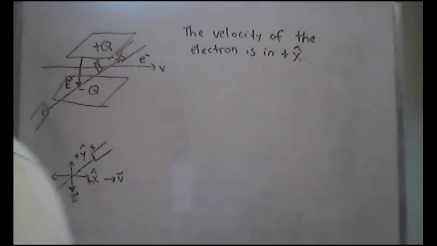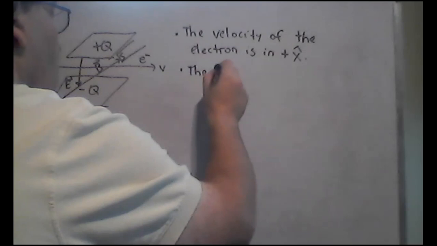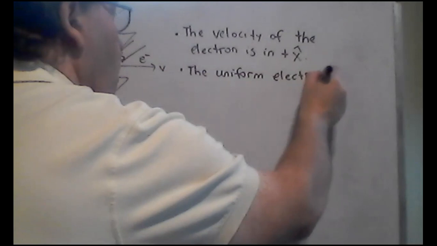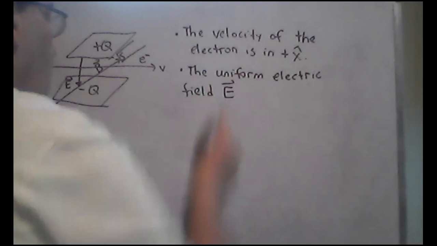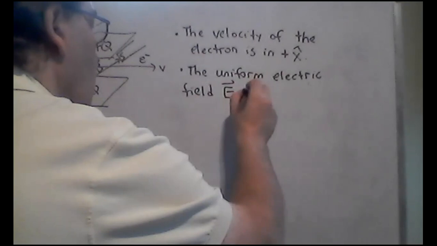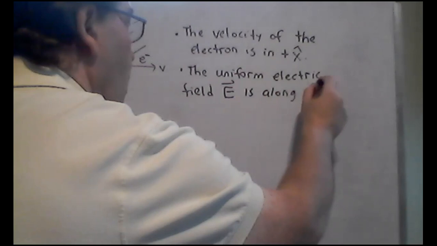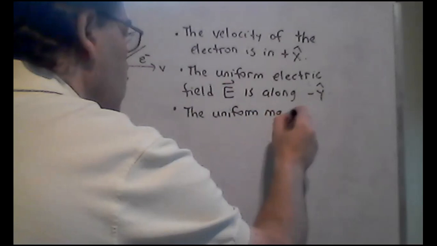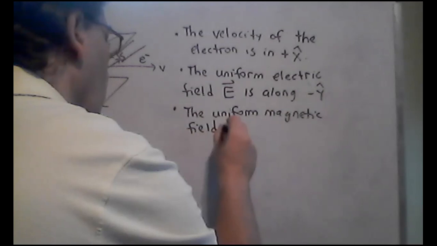The uniform electric field, with nice parallel plates, and physics is always comprehensive. We will continue doing electromagnetic theory. The uniform electric field E is along negative y-hat. And again, the uniform magnetic field B is along positive z-hat.